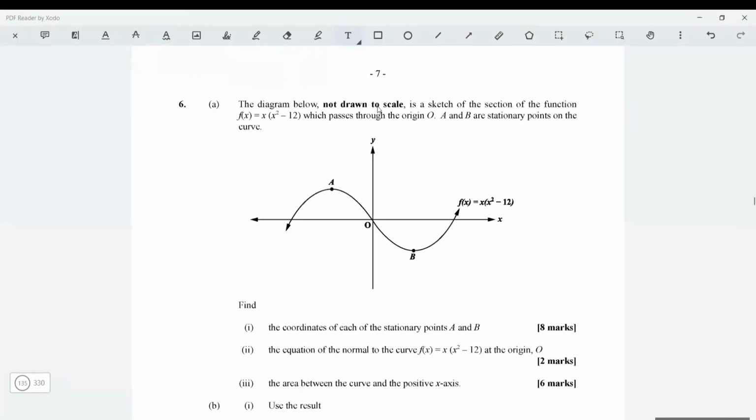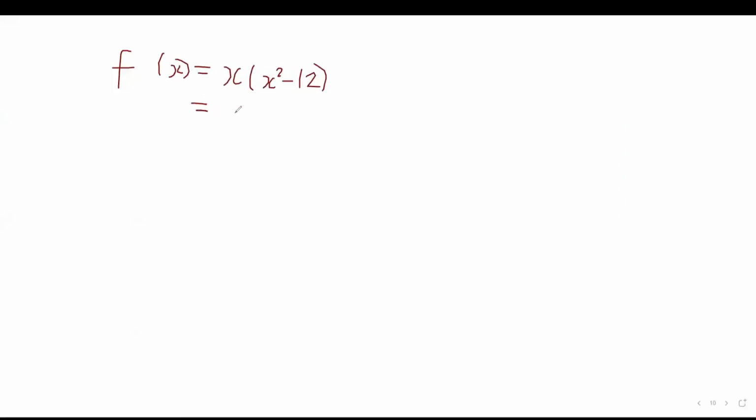So f of x is equal to x times x squared minus 12. At a stationary point, dy by dx equals 0, right? Right, Marika? Yeah, at a stationary point, dy by dx is 0. So we can expand this to get x cubed minus 12x. X cubed minus 12x, this is f of x.